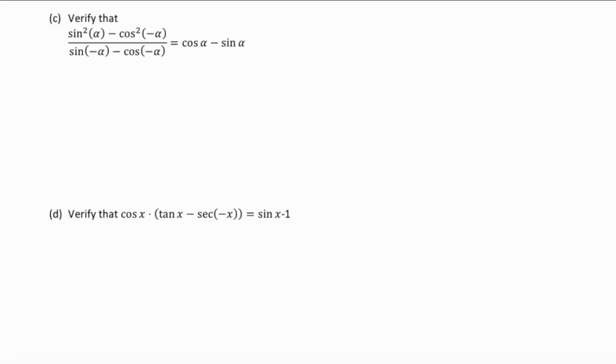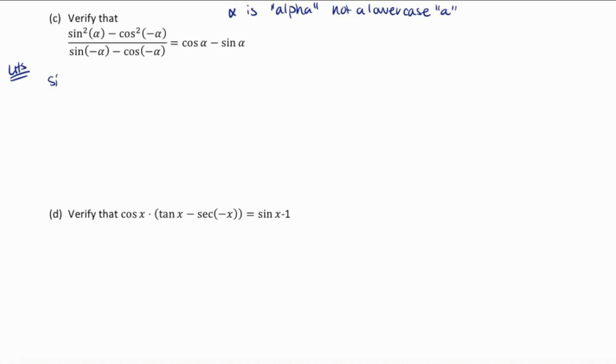Part C, we want to verify that sine squared alpha minus cosine squared negative alpha, this entire quantity divided by sine negative alpha minus cosine of negative alpha, is equal to cosine of alpha minus sine alpha. And this is the Greek letter alpha, not a lowercase a. Don't confuse those, please. Let's start with our left-hand side.